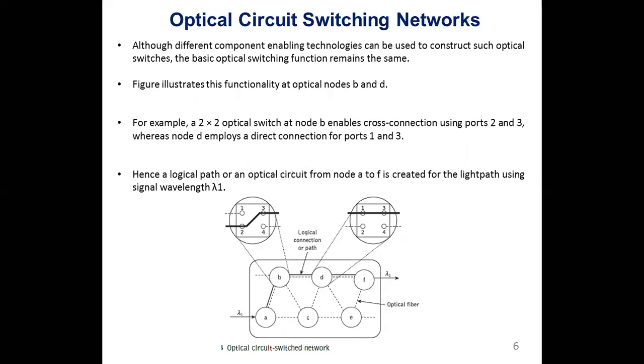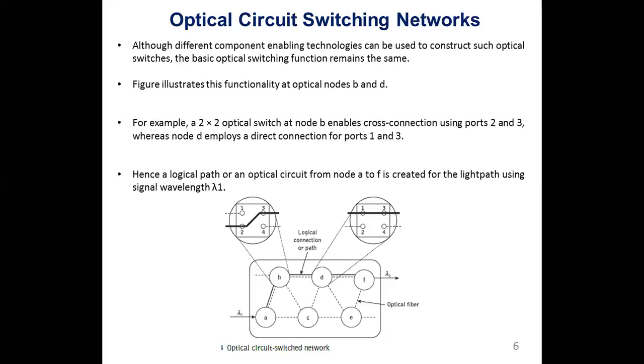So different components will enable the technology, and this can be used to construct the optical switches. You can see in the figure the functionality of nodes B and D. If you look at node B and D, the dotted lines and then circles are made on top. That is exactly showing the functionality of these nodes. You have a 2x2 optical switch at node B, and this enables cross connection using ports 2 and 3, whereas node D will employ a direct connection between ports 1 and 3.